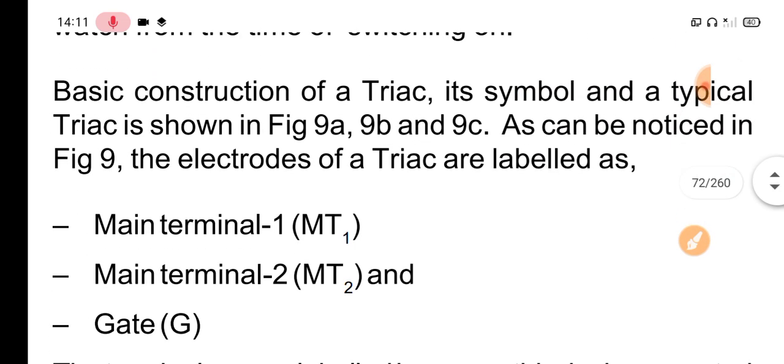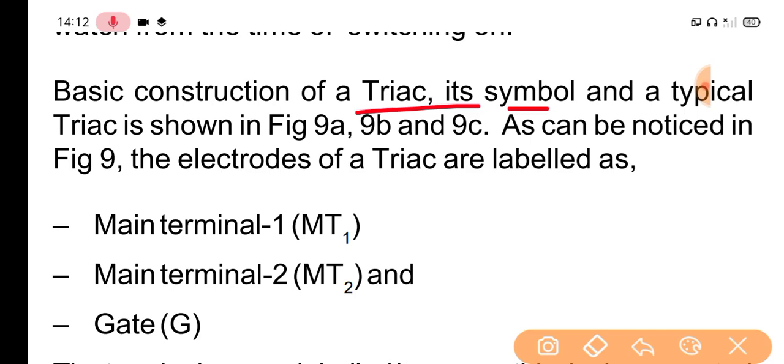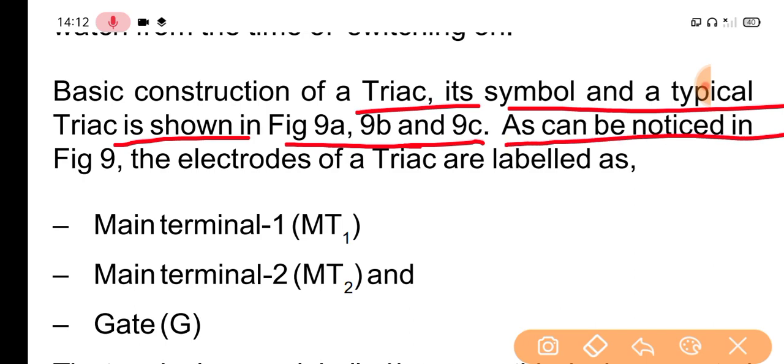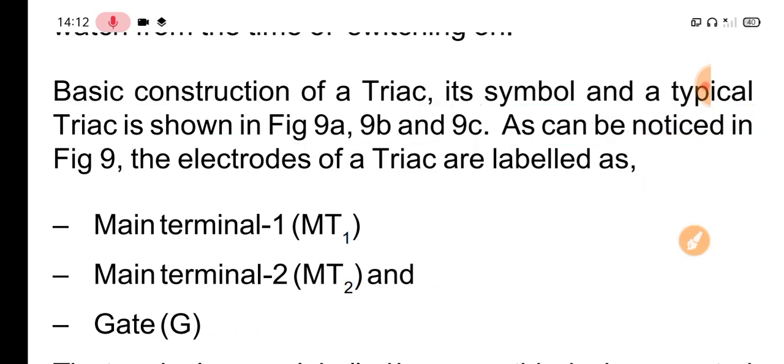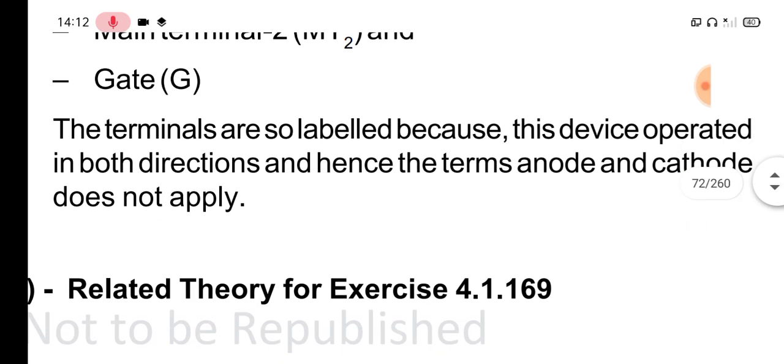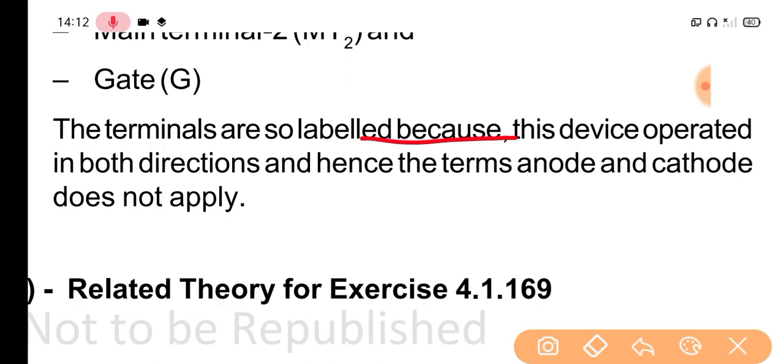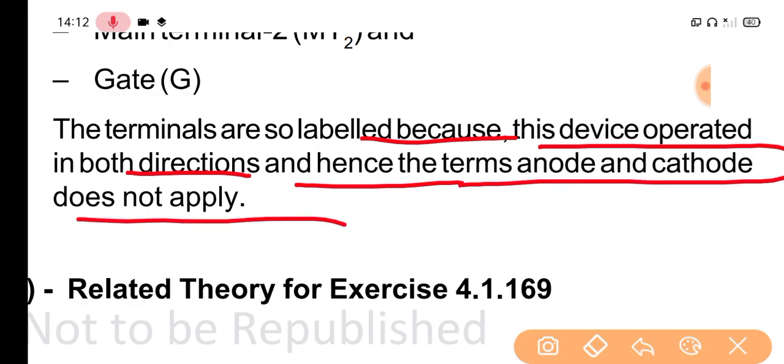Basic construction of a triac, its symbol and a typical triac are shown in pictures 9a, 9b and 9c. As can be noticed in picture 9, the electrodes of the triac are labeled as main terminal MT1, main terminal MT2, and the gate. The terminals are so labeled because the device operates in both directions and hence the terms anode and cathode do not apply.